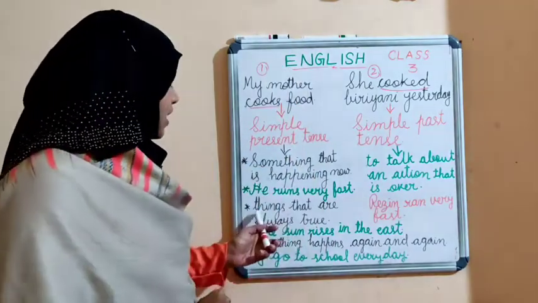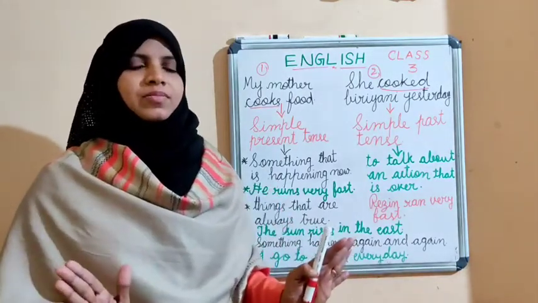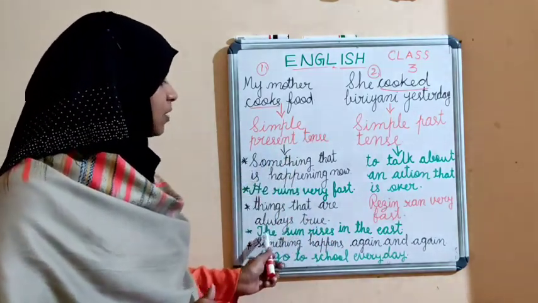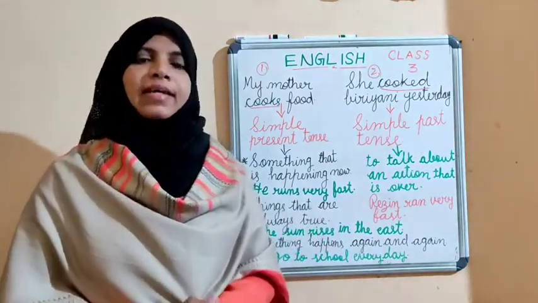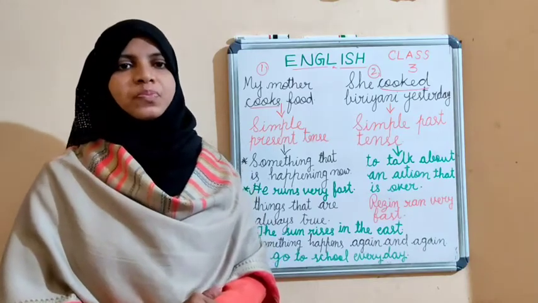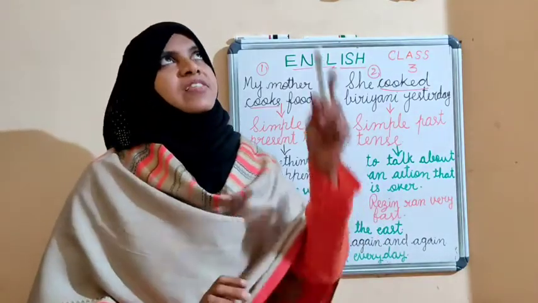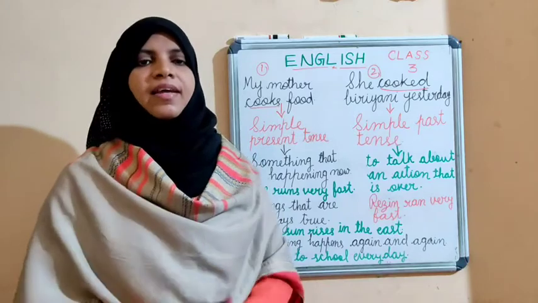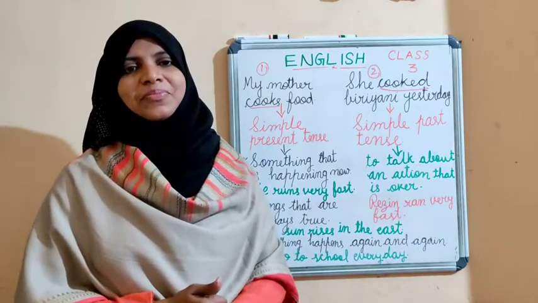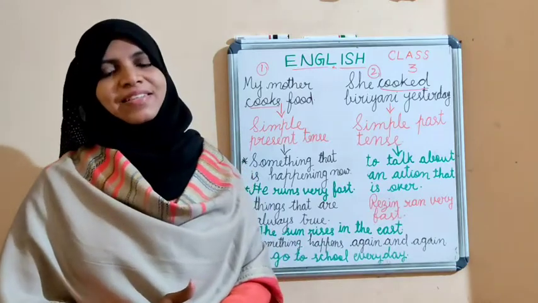Like that. Then things that are always true. Truth. That time also we use simple present tense. For example, the sun rises in the east. That is a truth. Always it is true. The sun rises in the east. The stars twinkle in the sky. The moon changes its shape every day. The sun sets in the west.